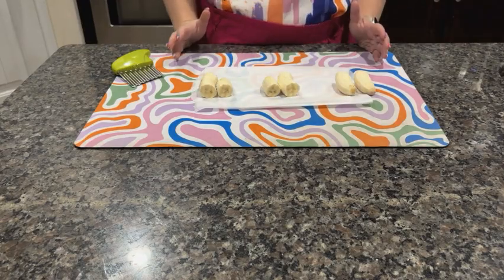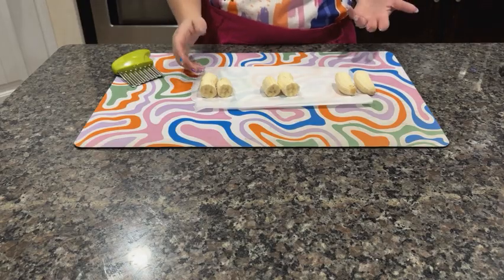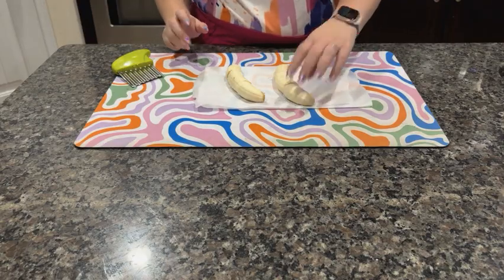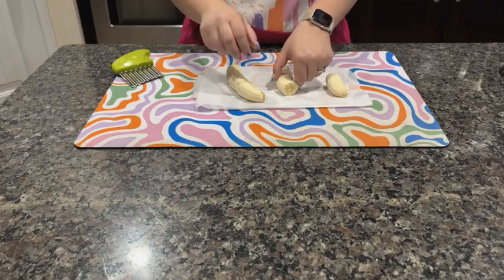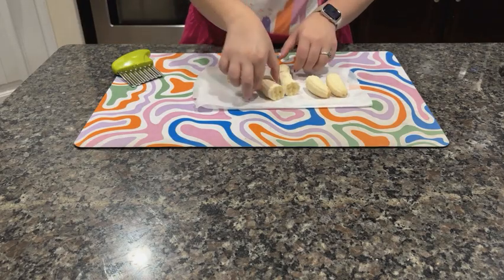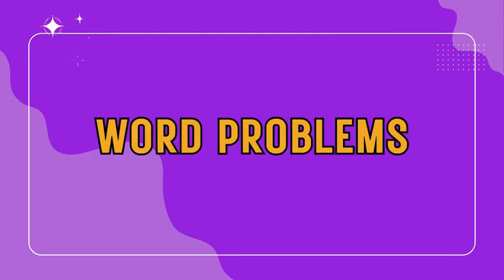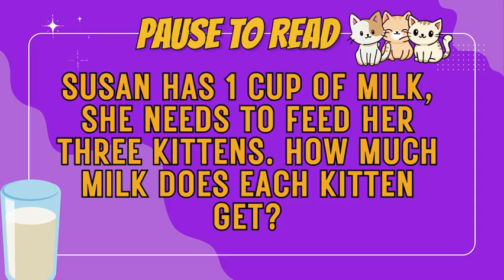Now they each get 2 pieces, but how much of the whole banana did they get? Let's look at that. They each got 2 pieces of the banana that was cut into thirds. So they each got 2/3 of a banana. How would we see this using word problems? Let's look at this word problem.